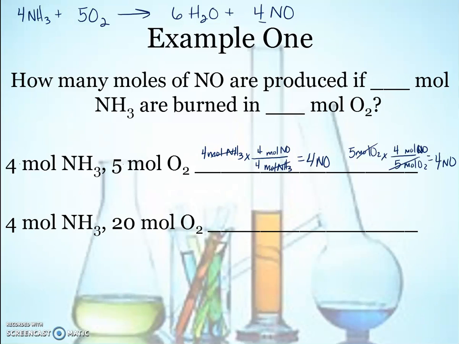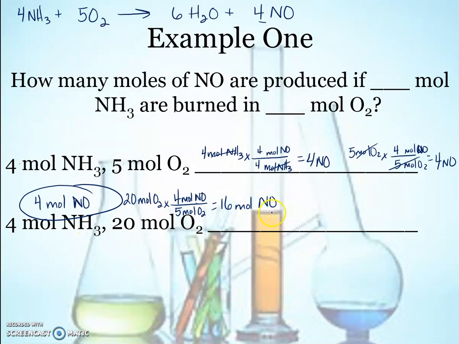What if we have 4 moles of ammonia? We know that this will give us 4 moles of NO. What if we have 20 moles of O2? If we have 20 moles of O2, we know that our ratio here is 4 moles of nitrogen monoxide to 5 moles of O2. So 20 times 4 gives us 80, and then 80 divided by 5 is 16. So this tells us we can make 16 moles of NO. But this one says, nope, you can't. You can only make 4.